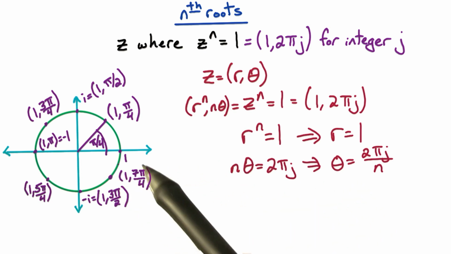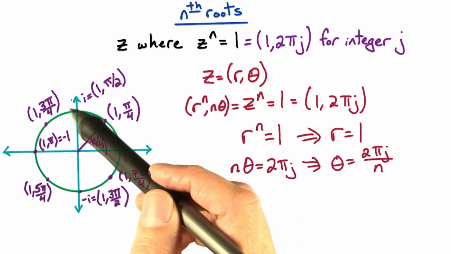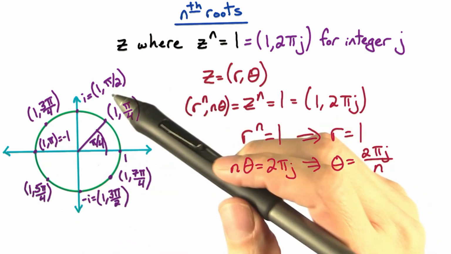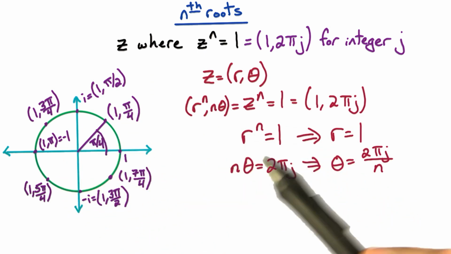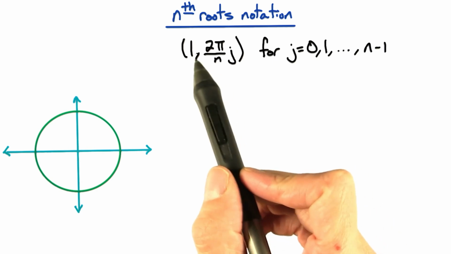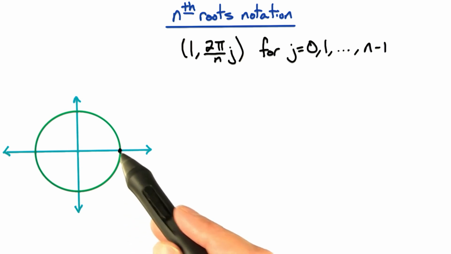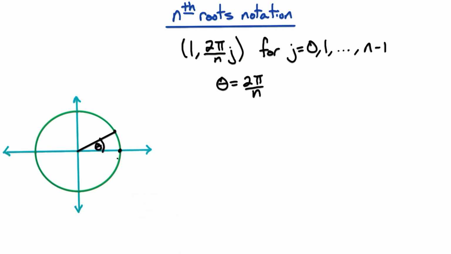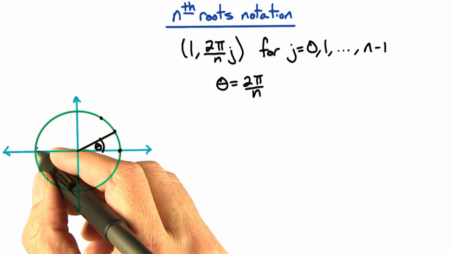Notice that when we get to j equals 8, we repeat. We get back to this point 1, and j equals 9, j equals 10, and so on. So notice there are n distinct values, and what we're doing is starting at the point 1 and taking step sizes of 2 pi over n. What we just saw is that the nth roots of unity correspond to the points in polar coordinates (1, 2 pi over n times j). j equals 0 corresponds to the point 1. Then we take step sizes of angle theta, where theta equals 2 pi over n. This gives us j equals 1, j equals 2, and so on, and we keep taking these equal-sized steps around the unit circle.